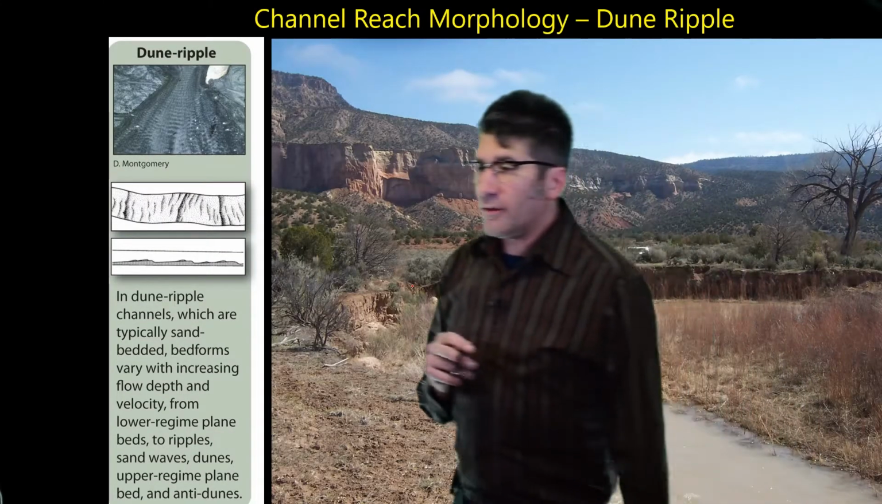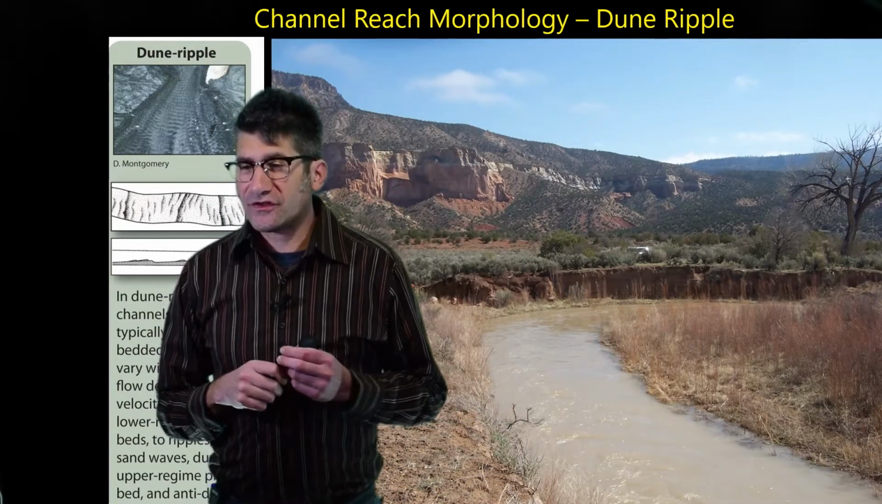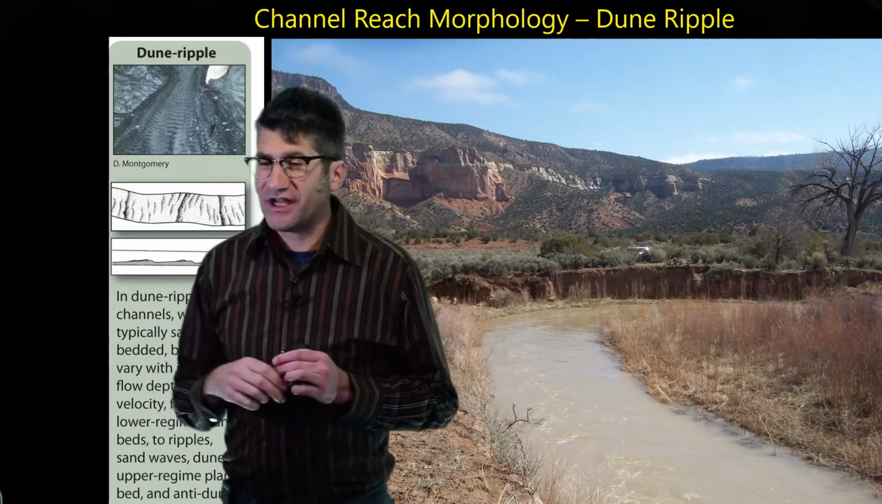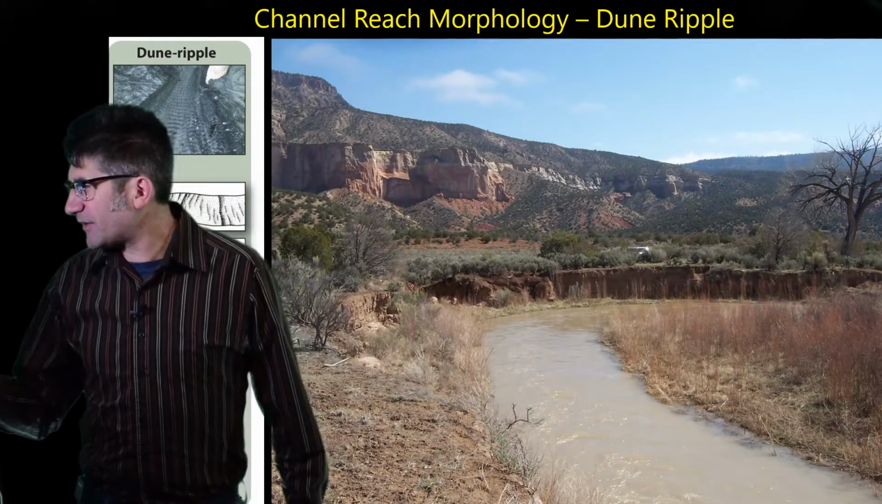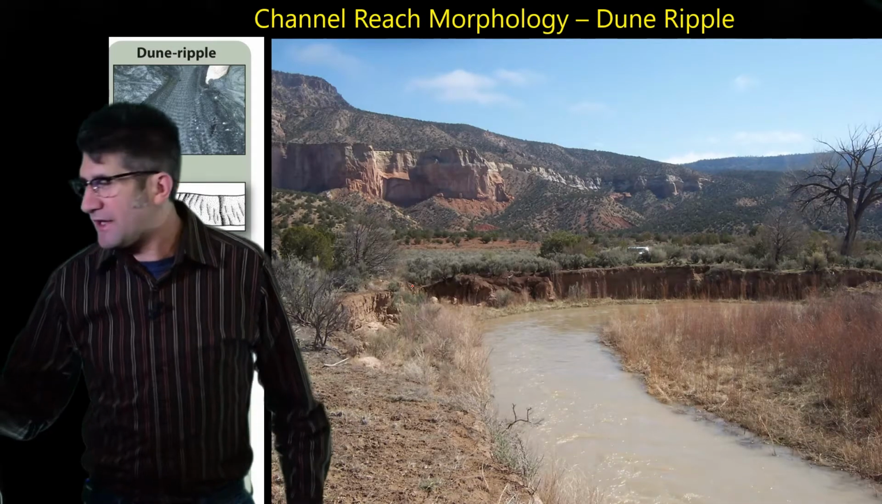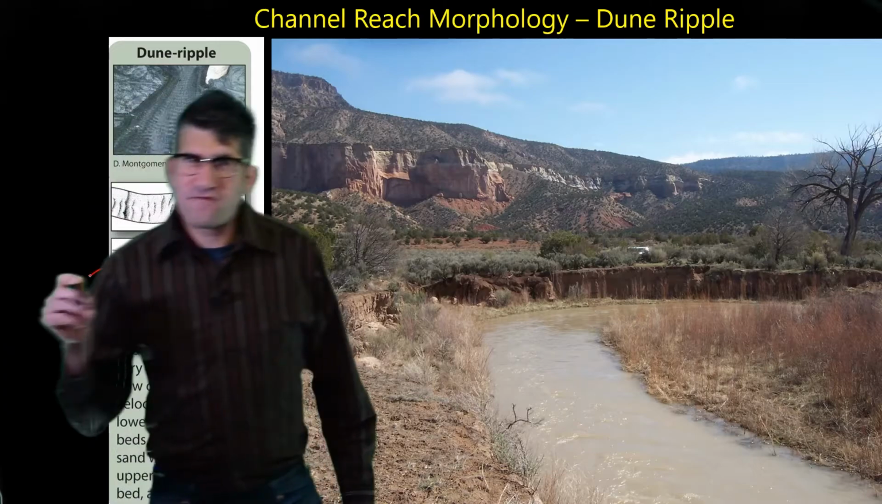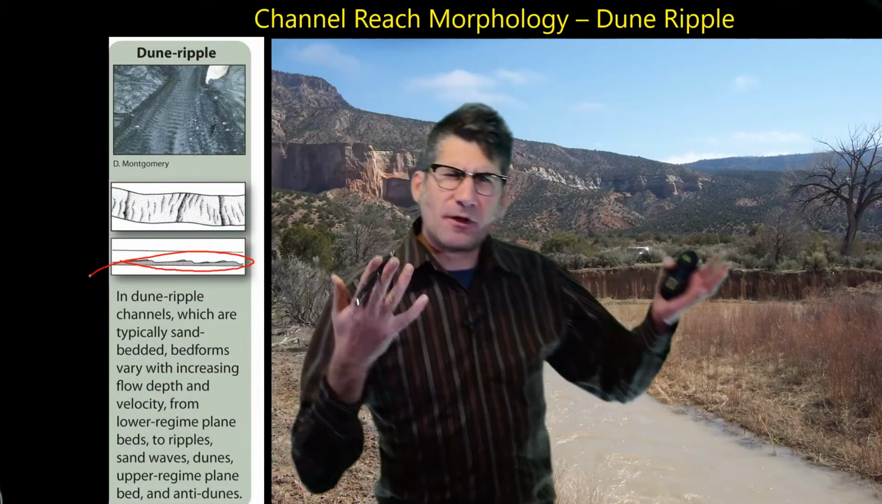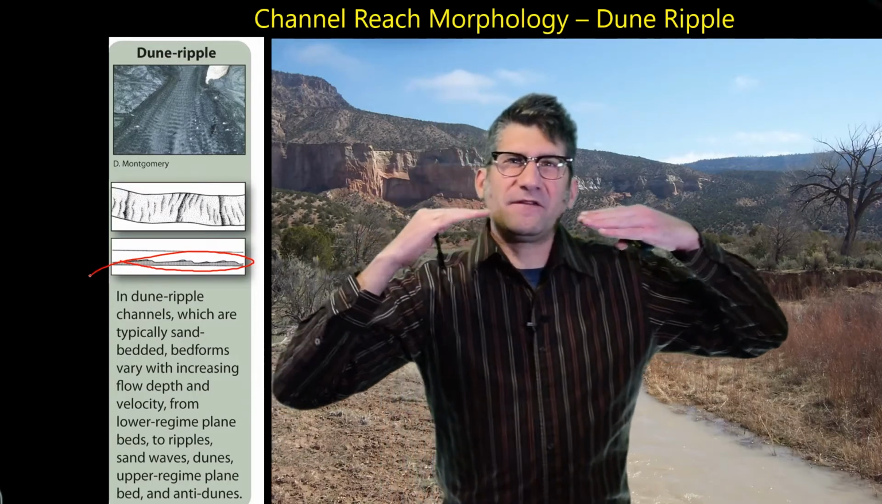Okay, all the way down our system at relatively low gradient portions of the stream are where we have dune ripple channels. In dune ripple channels, we have abundant sediment supply. We're kind of choked in sediment, and the morphology of the channel is now a function of those sedimentological features that we talked about in fluvial processes.